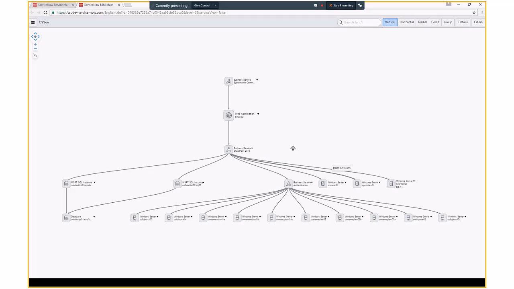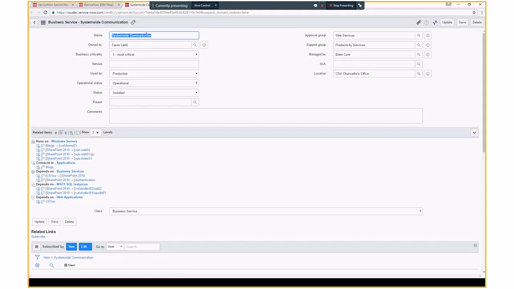If I want to see information about this business service, I can do a right click on there and say view the form on it. And it'll tell me all about system-wide communication: who it's owned by, what the criticality of this business service is, if it's in production or not, who's managing it, and what the support group is.